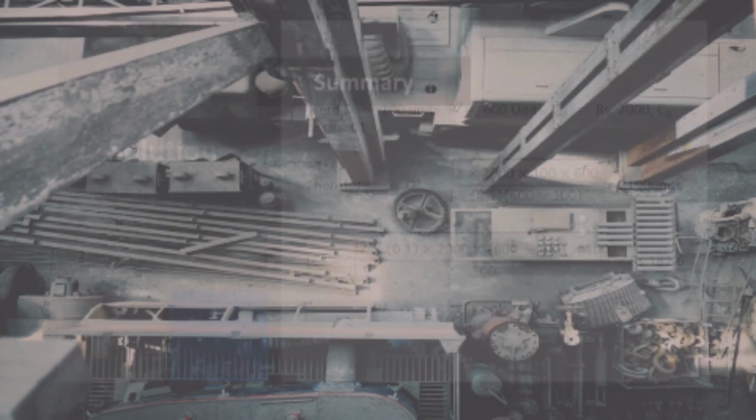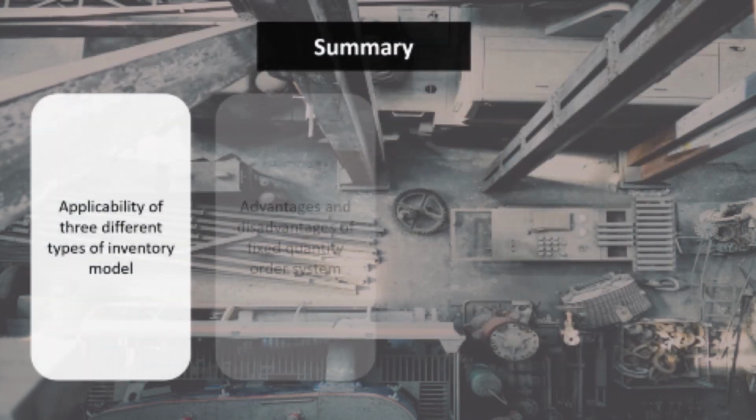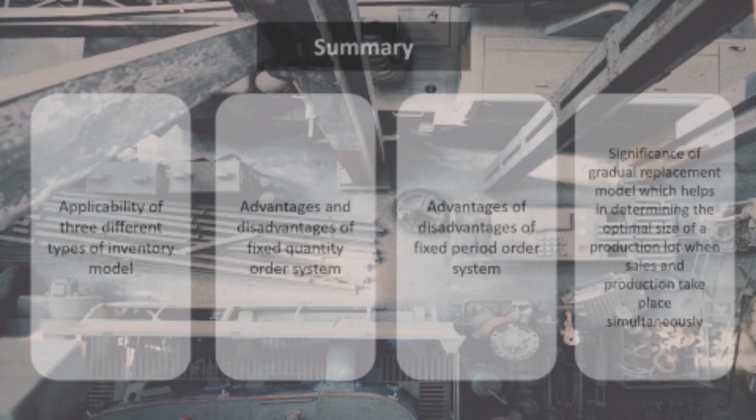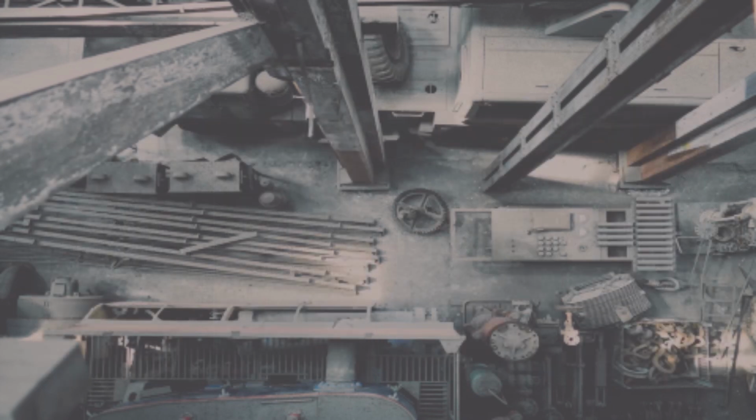So in this video you have learnt about the different major types of inventory models, and the advantages and disadvantages of the fixed quantity order system, the fixed period order system, and the gradual replacement model. This session has also helped you learn in which situation which model should be applied. Hope this is good learning. Thank you.